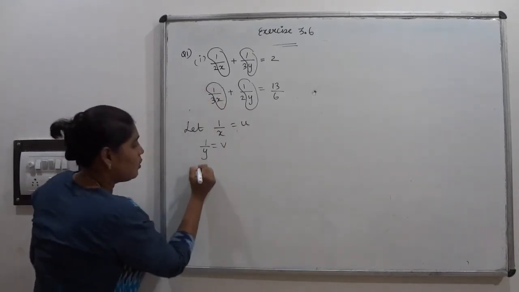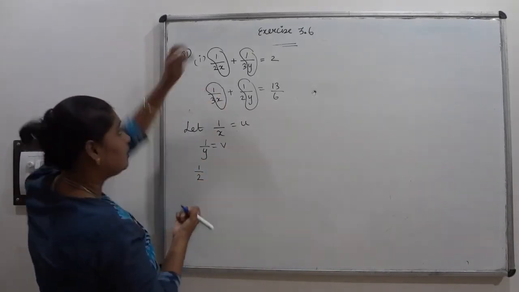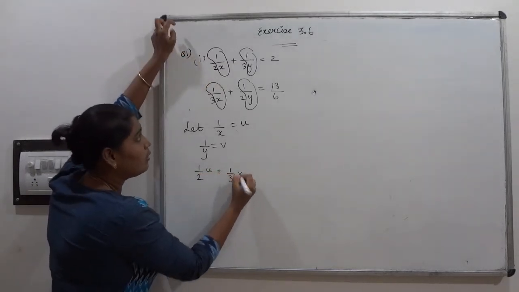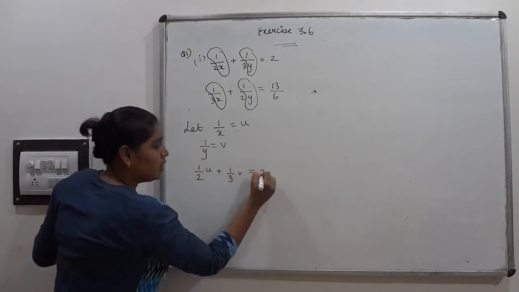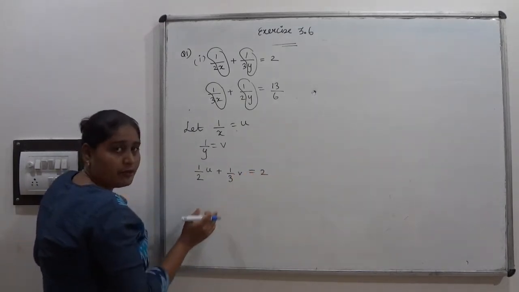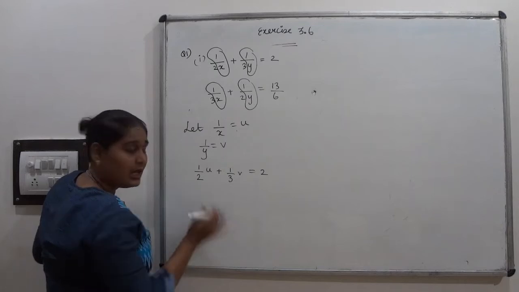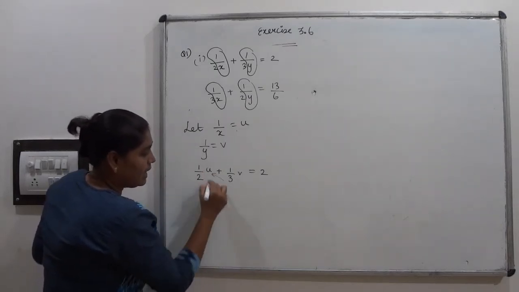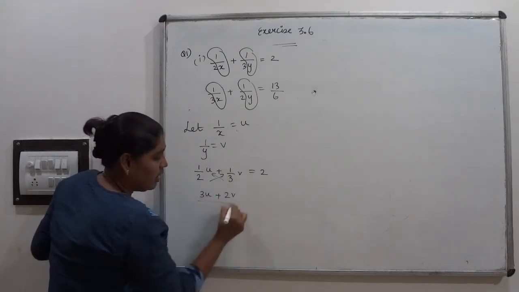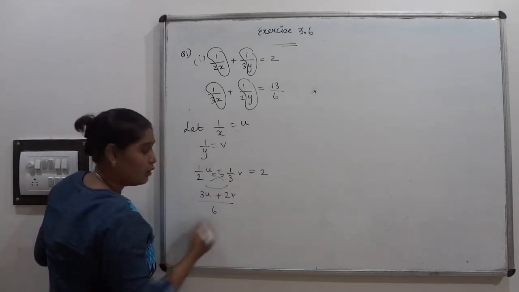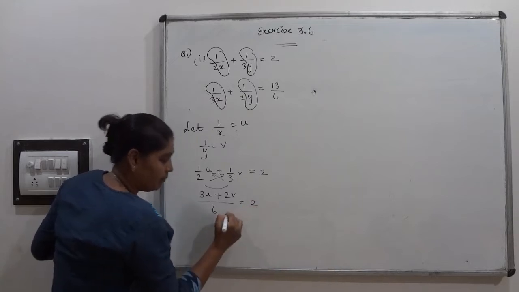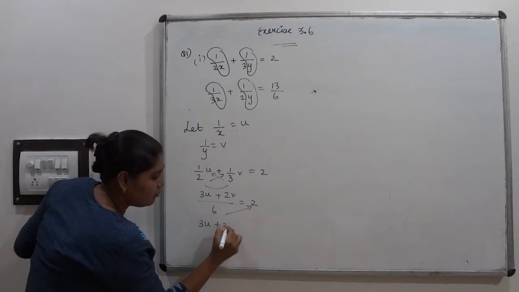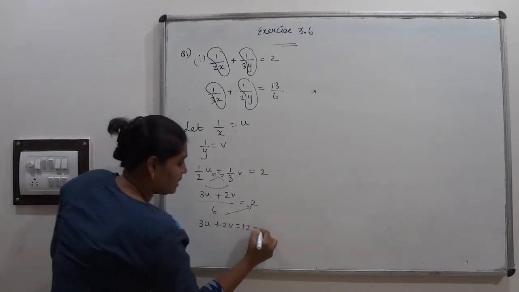Reduce this equation now. 1 upon 2 as it is will be there. 1 upon x, which I have taken as u, like 1 by 3. 1 upon y, which I have taken as v, equal to 2. Then the denominators are different, so I want to take the LCM here. So 1 into 3, 3u plus 1 into 2, 2v, upon 6, multiply the denominators, equal to 2. Divided by 6 goes to that side, multiply by 6. So 3u plus 2v is equal to 12. That is equation number 1.